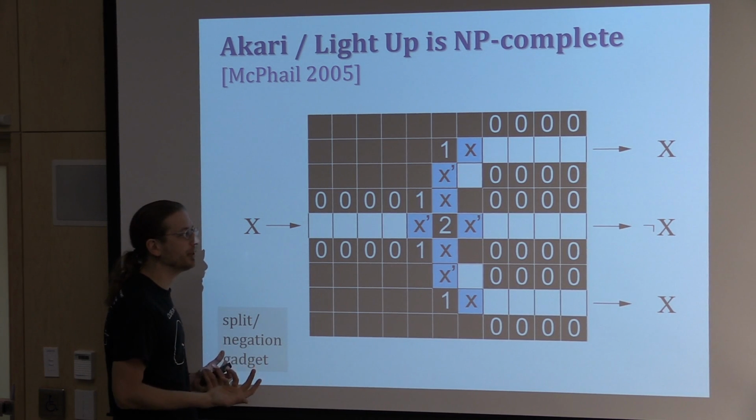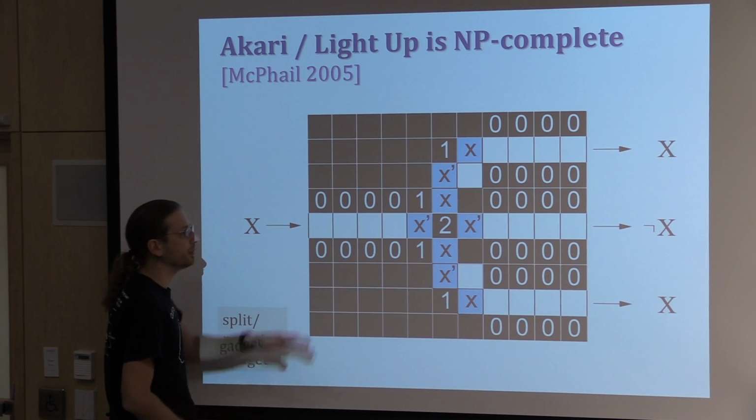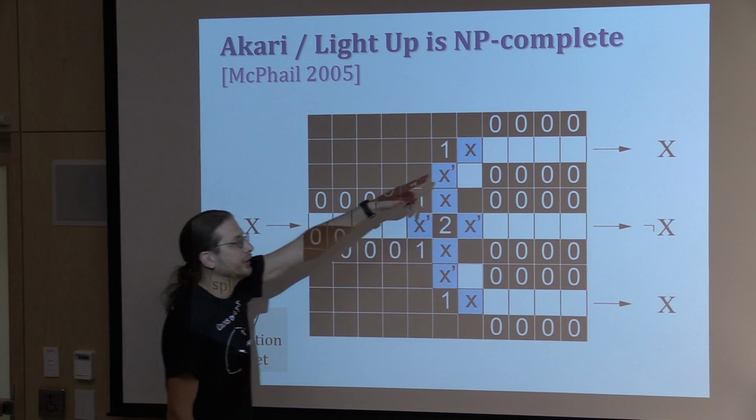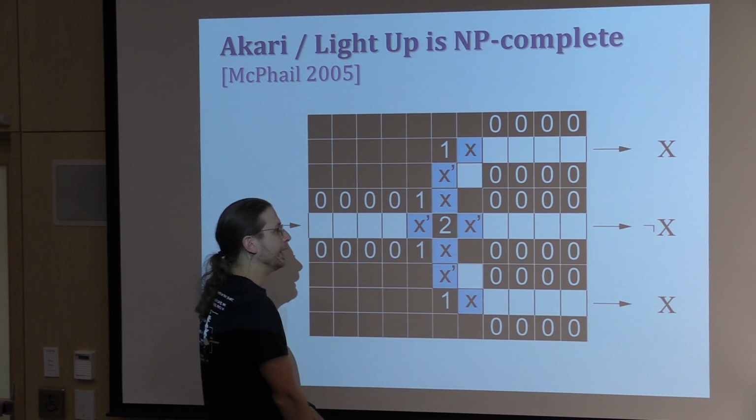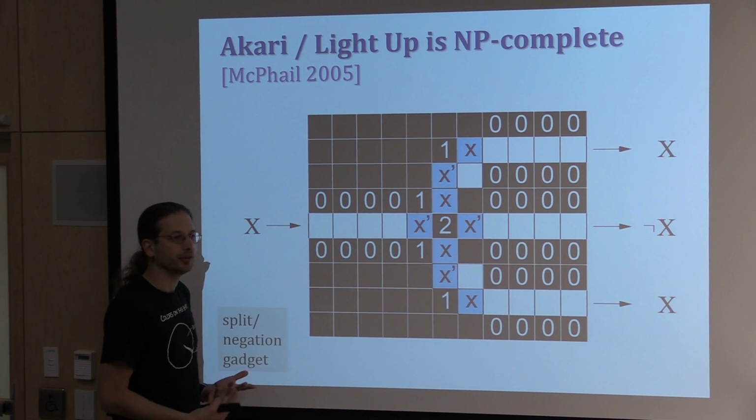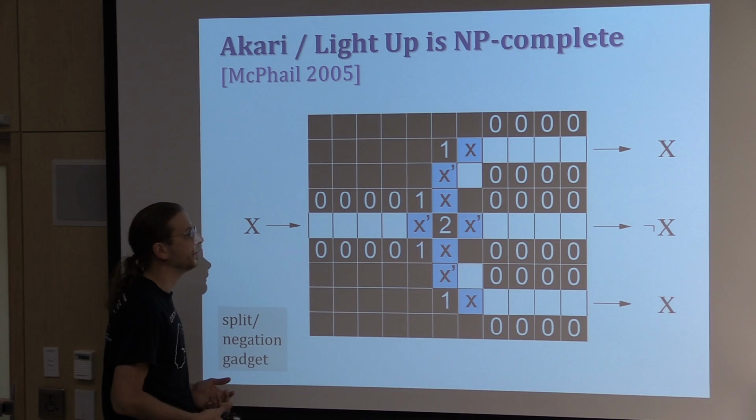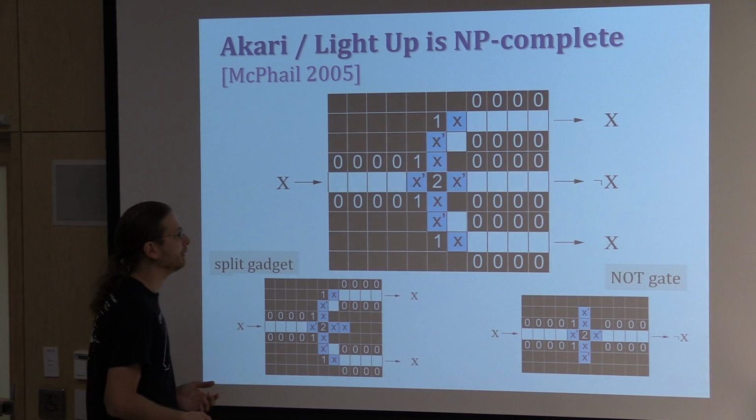This is actually great because it kills 2 birds with 1 stone. You can use this as a splitter. It kind of makes 3 copies of your signal, but you can also use it just as a negation gadget, as a NOT gate. I think I have a slide of those done explicitly.